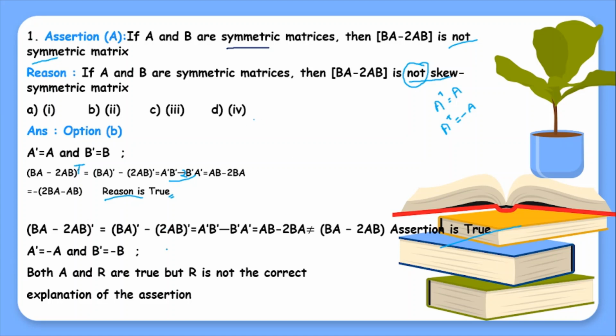So the reason is not the proper explanation of the assertion. So we go for option B. Option B is the second subdivision. Okay, like this you can decide the answer.